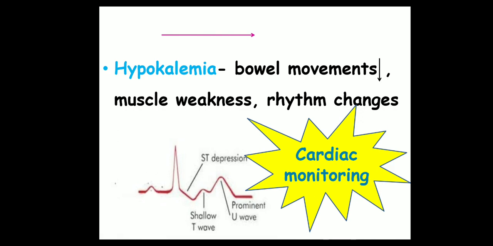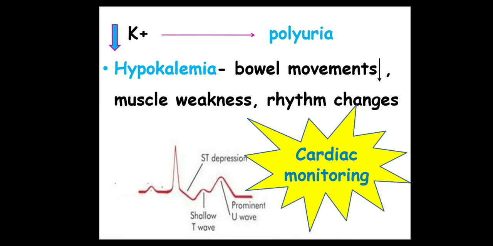What are the other features? Aldosterone's main function is sodium water reabsorption and potassium excretion. So there will be loss of potassium and this can lead to hypokalemia. How is this hypokalemia manifested? There will be decreased bowel movements, that means constipation, muscle weakness and cardiac rhythm changes. A very important nurse's responsibility when the patient has hypokalemia is cardiac monitoring. The changes that we usually see are a prominent U wave and ST depression.